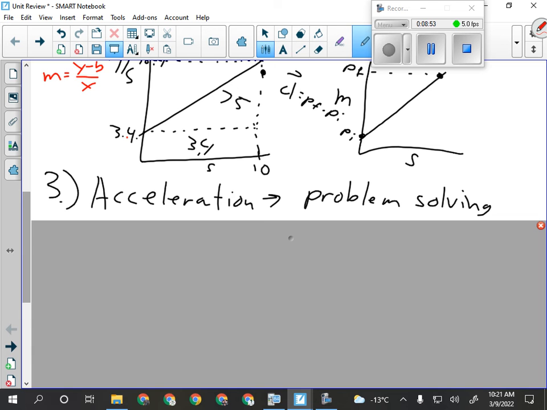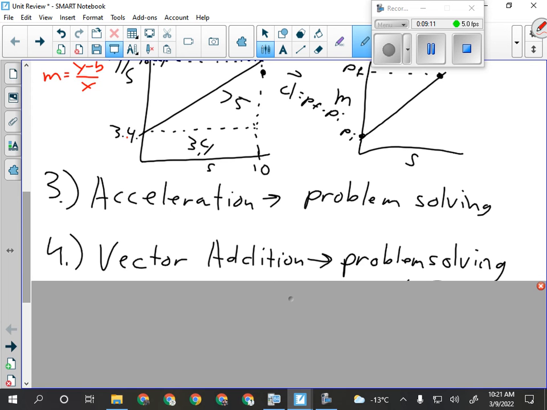In fact, I think I have 2 acceleration problems on the test in addition to the projectile motion problems. So make sure you go over a few from the workbook. The key is the answers are obviously there, so you can check your work as you go.